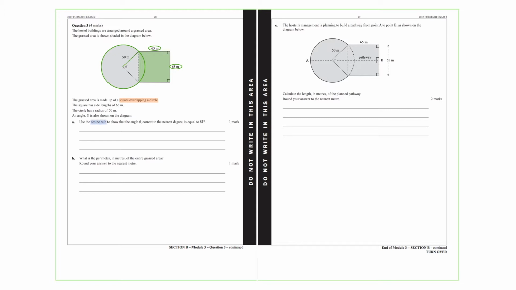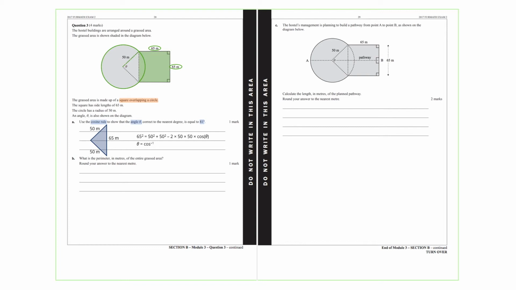Use the cosine rule to show that the angle theta, correct to the nearest degree, is equal to 81 degrees. We are going to use the triangle formed by the three dotted lines with side lengths 50 meters, 50 meters, and 65 meters. Using the cosine rule, we have 65 squared equals 50 squared plus 50 squared minus 2 times 50 times 50 times cos theta.